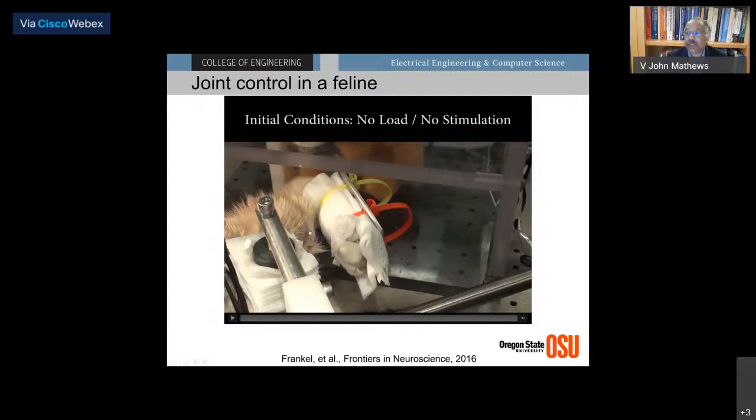And then from that point onwards, I will electrically stimulate the nerves, peripheral nerves in the leg, and make the cat push the plate backward, hold it there for a few seconds, and bring the leg back. Okay, that's what I'm going to show. So here is the thing. Just watch carefully.